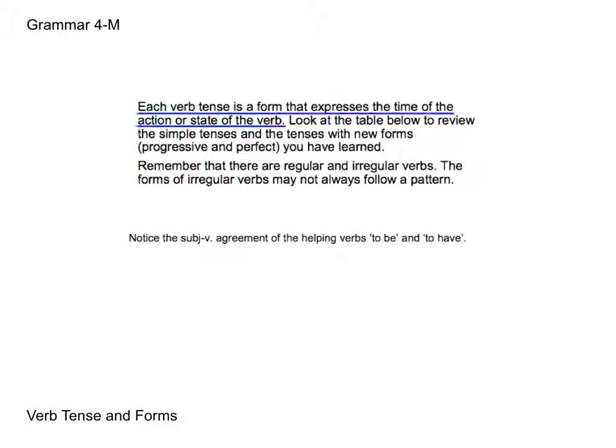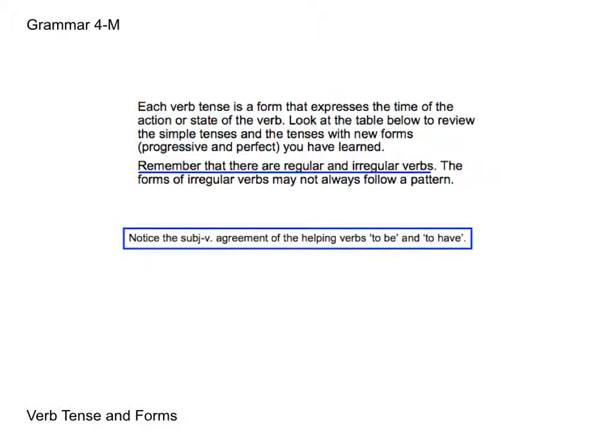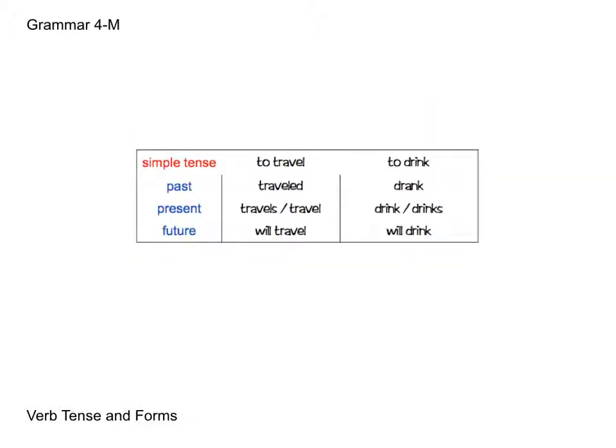So we know that each verb tense is a form that expresses the time of the action or the state of the verb. Remember, we work with regular and irregular verbs, so you've got to pay attention to how you conjugate them. And of course, when you're working with the new forms that we have learned, progressive and perfect, we have our helping verbs. They must agree with your subject. So always watch out for that.